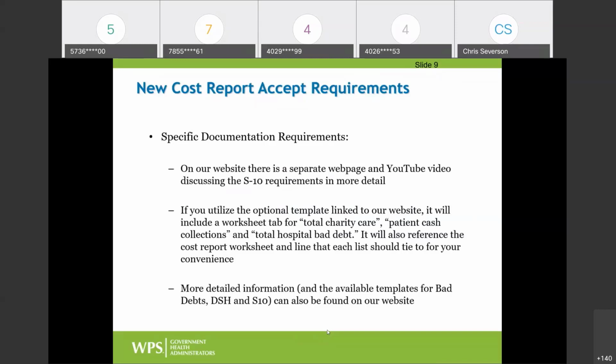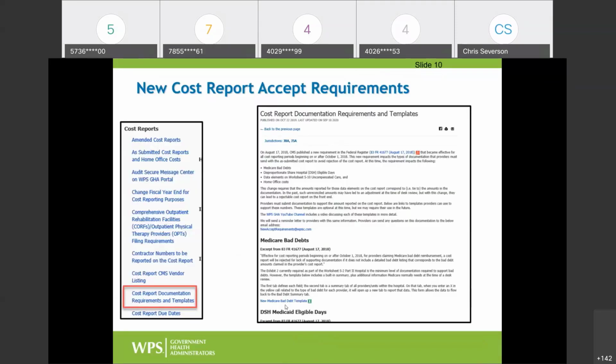So if you go out there, it includes the S10, it includes the charity care, all of that, but it also includes the bad debt, DISH, all the other items there as well. In fact, I have a screenshot that we'll see in this next slide here that shows you where it can be found. But again, it's a YouTube video if you want to go through it. It's close to an hour, 50 minutes to an hour, so it takes a while, but it goes through really everything. It goes through the templates and just explains why we need the information, what we really need, all of that. So I think now I will just move to that screenshot here.